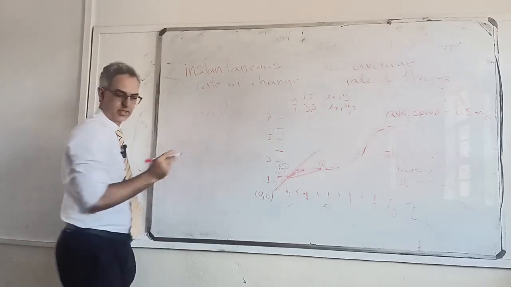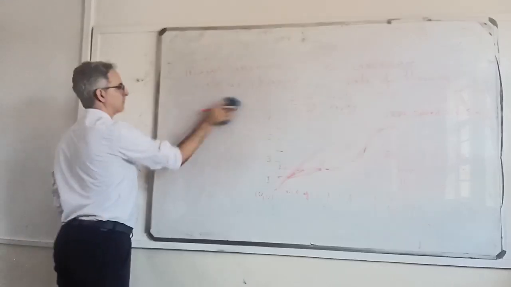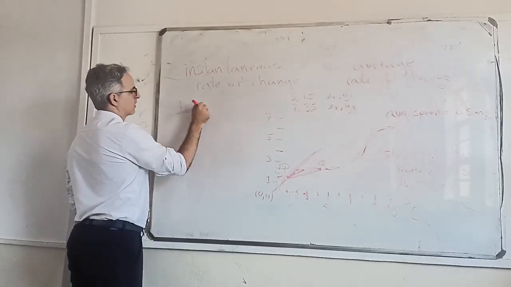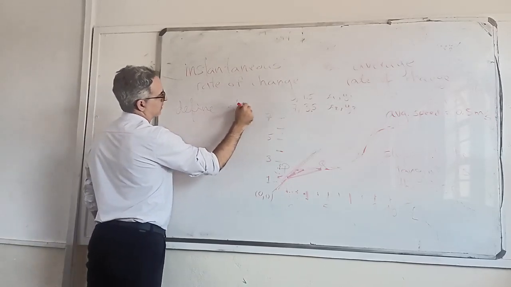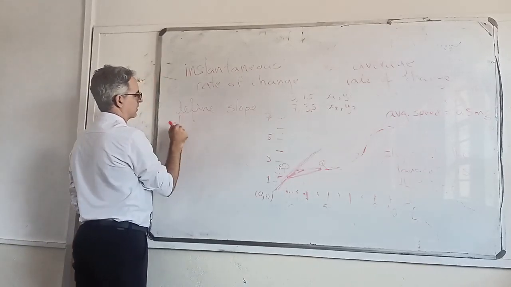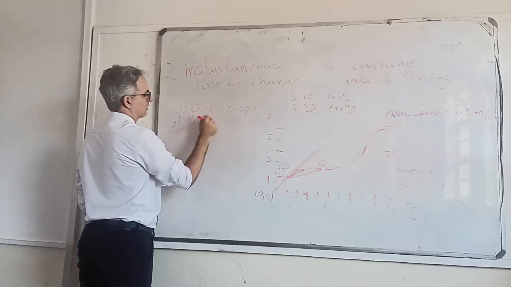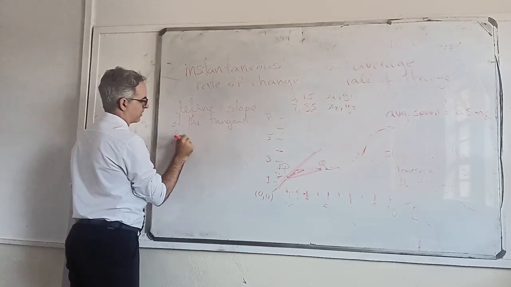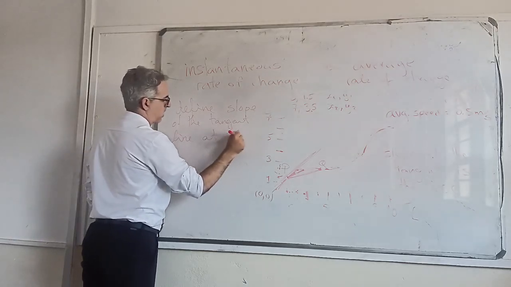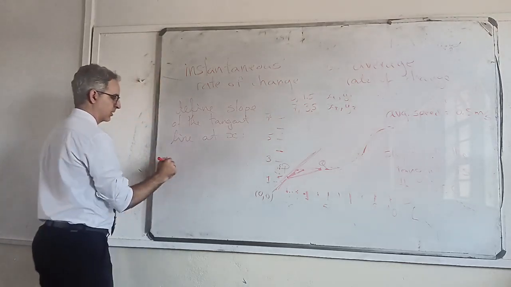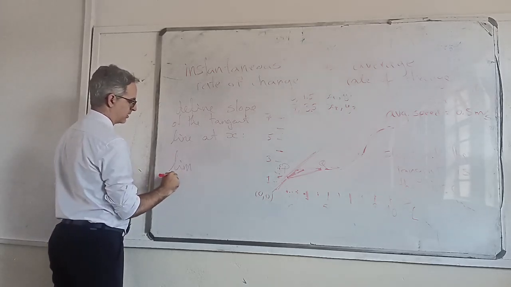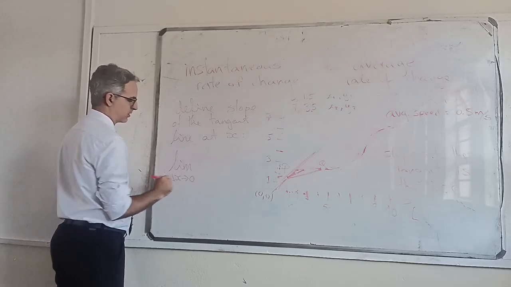And so we will define the slope of the tangent line at x as such. It will be the limit as delta x approaches 0.